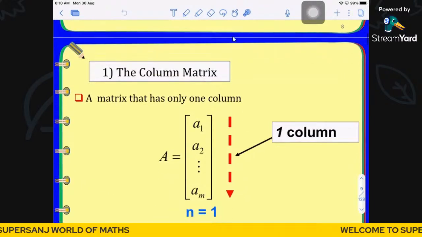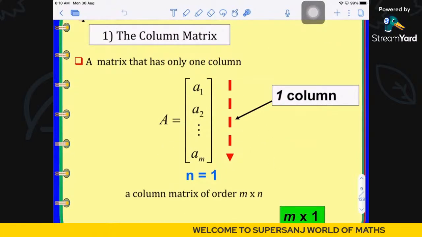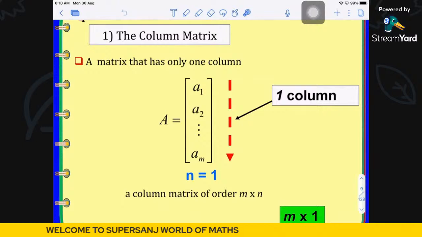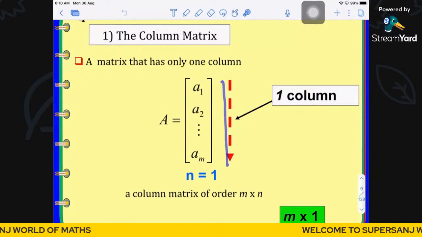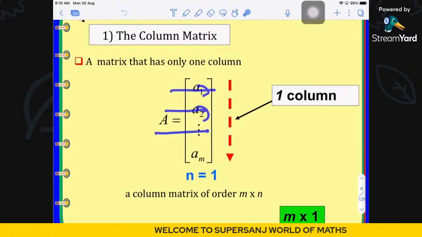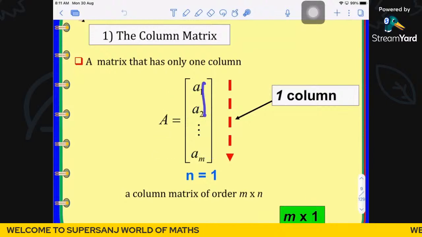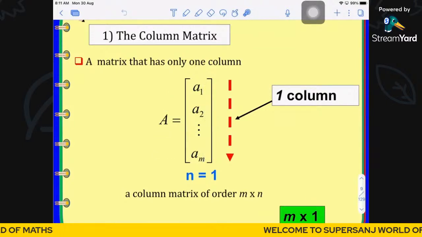Under column matrix, you can see that there is only one column and there are many rows. Despite having many rows, we call this a column matrix because there is only one column. So it's M by N.